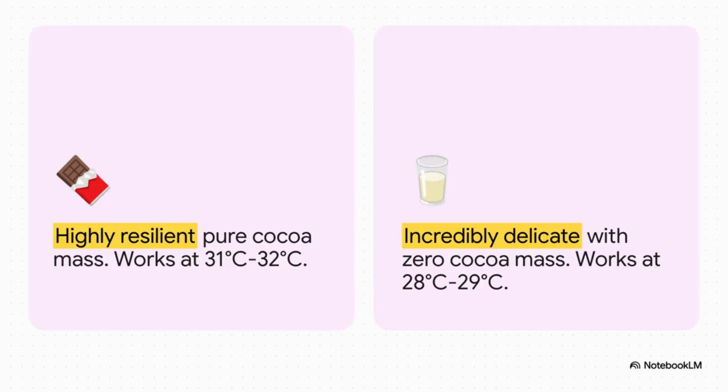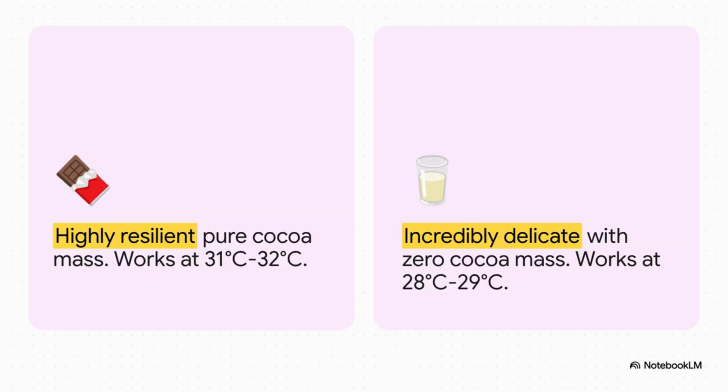Now you might be wondering, why are these thermal zones so entirely unique? Well, it all comes down to their distinct chemical profiles. Dark chocolate is the stable standard. It consists purely of cocoa mass, cocoa butter, and sugar. Because it has absolutely zero dairy interference, it's highly resilient to heat. On the complete opposite end of the spectrum is white chocolate.